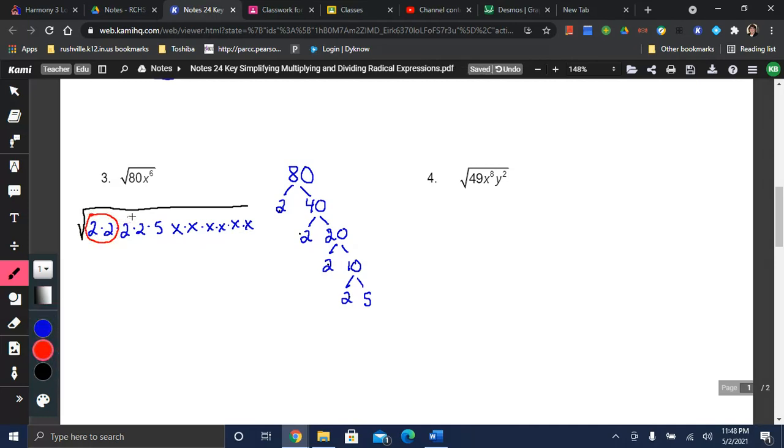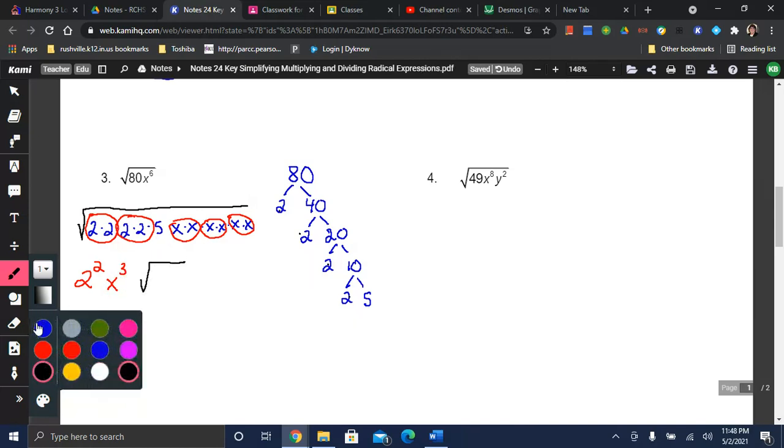So we have a pair of 2's. We have another pair of 2's. A pair of x's, another pair of x's, and a final pair of x's. So for our 2's, we have 2 pairs. So 2 squared. We have 1, 2, 3 pairs of x's. And then we still have something inside the square root that didn't get circled.